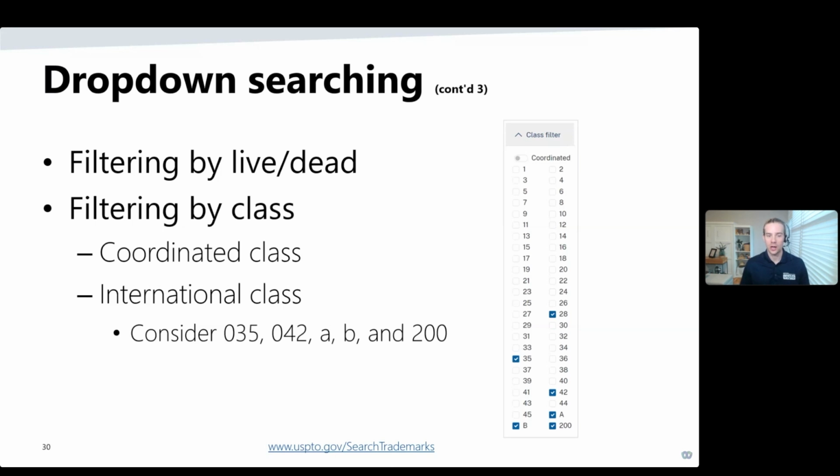35 and 42, which 35 is our retail store services, and class 42 is where retail store services used to be. You also want to add in A, B, and 200, which are certification marks and membership marks. You're typically not going to find anything there, but they're good to include. So if you're narrowing down to international class specifically, also consider adding those in.